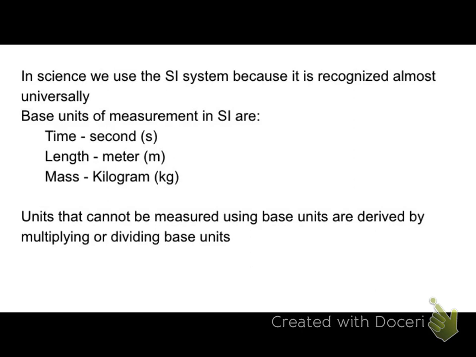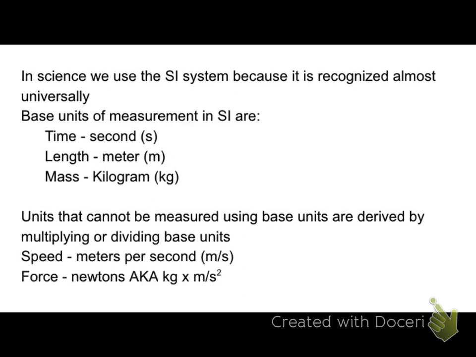And then we have some units that can't be measured using a base unit, and this is what we call a derived unit. We derive it by multiplying or dividing base units. So for example, speed is a derived unit. Because speed is a measure of a distance in a unit of time, we can't just measure it in time or distance. We have to have both, so it's measured in meters per second. Or force, which is newtons, one we're going to come across a lot. Newton is the simplification of it, but it really means kilograms times meters per second squared. The mass times the acceleration.